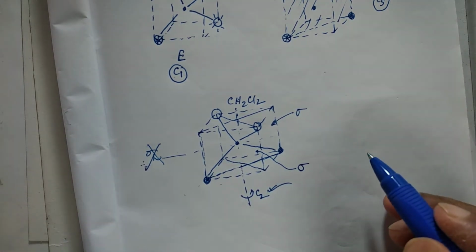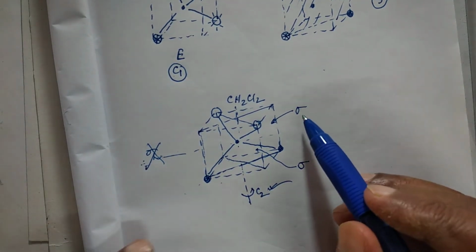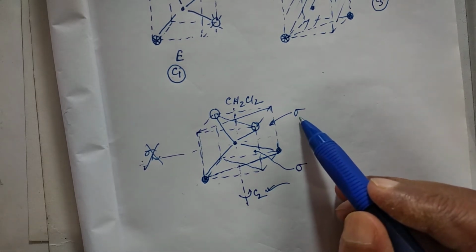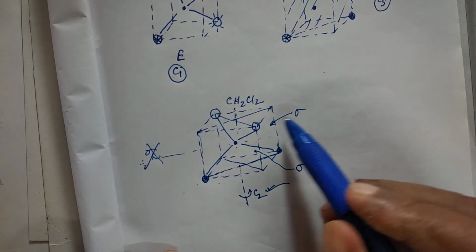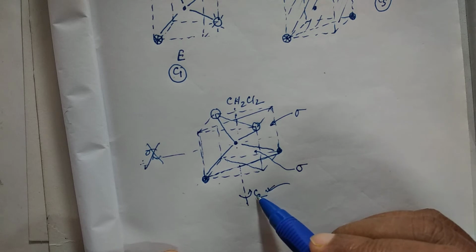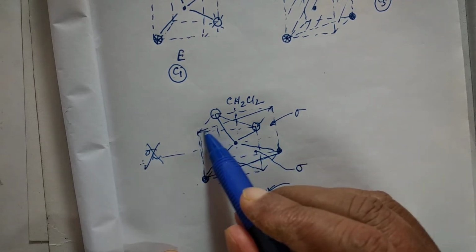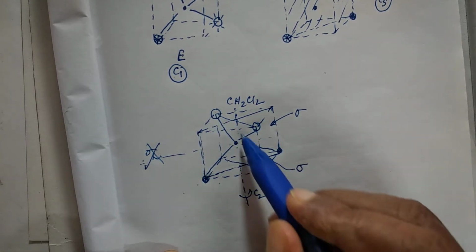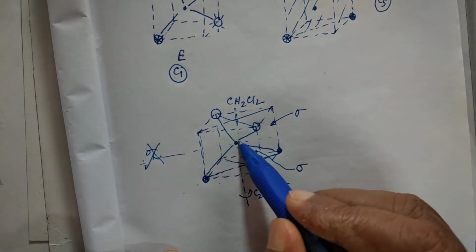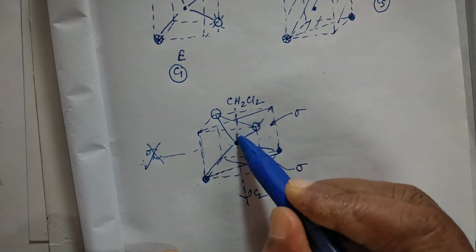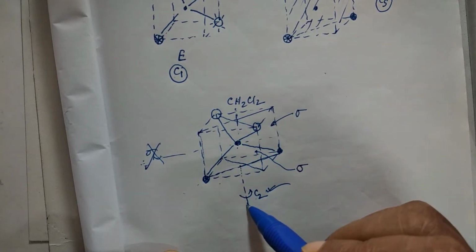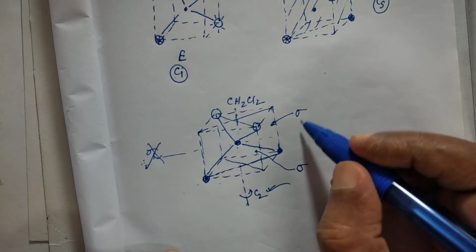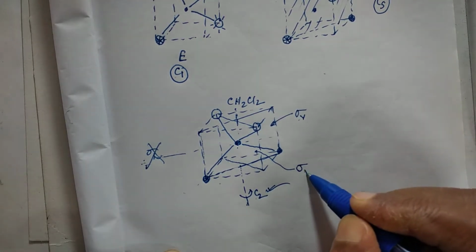Cutting the object into 2 equal halves. These 2 are of sigma V type, vertical type, because they contain this C2 axis. In fact, these 2 planes, this one and this one, intersect on this line. They intersect on the C2 line. Therefore, they are vertical planes.